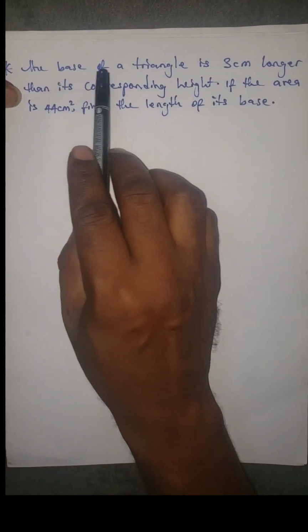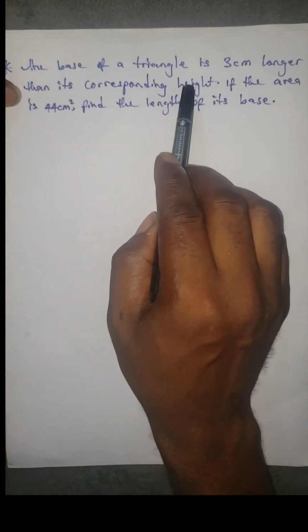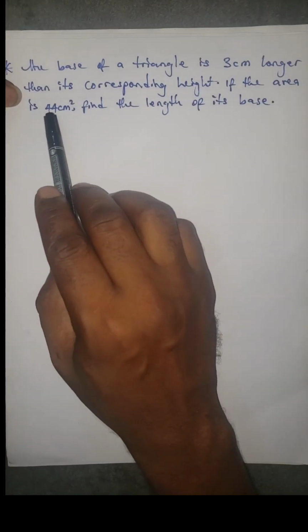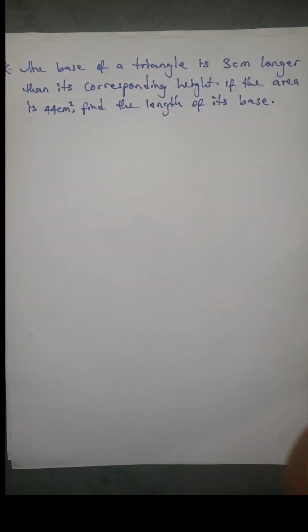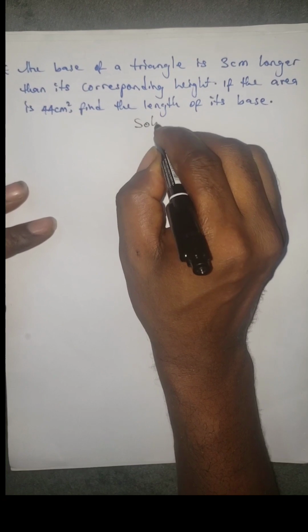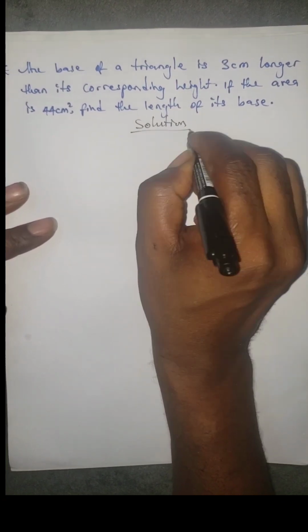It says that the base of a triangle is 3 cm longer than its corresponding height. If the area is 44 cm, find the length of its base. Okay, the base of a triangle is 3 cm longer than its corresponding height. So let us start with writing our solution.